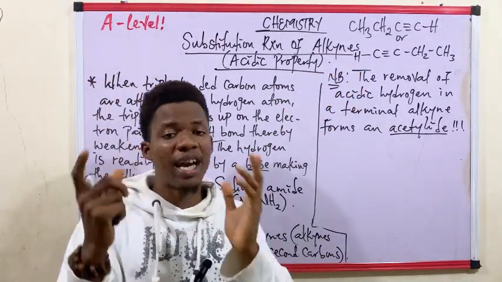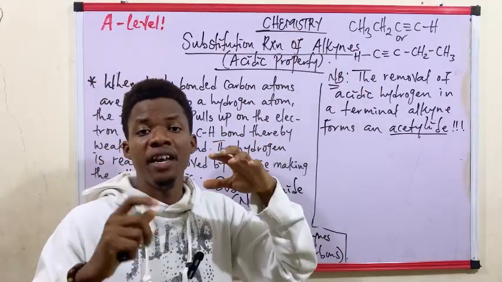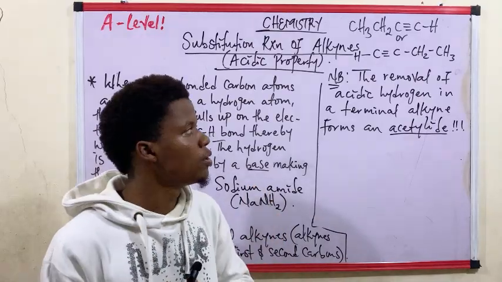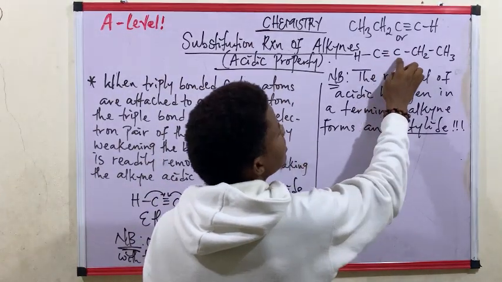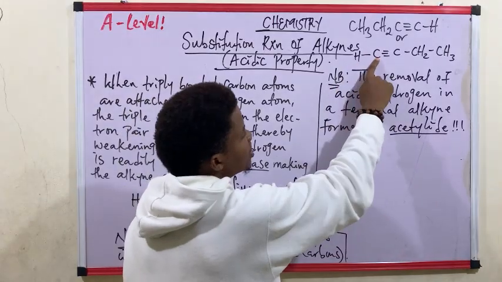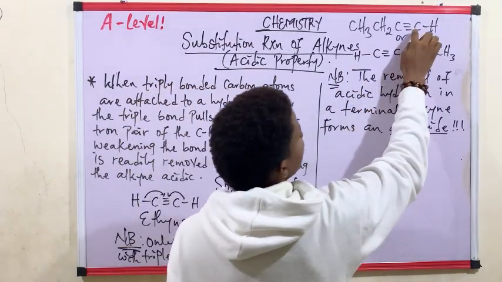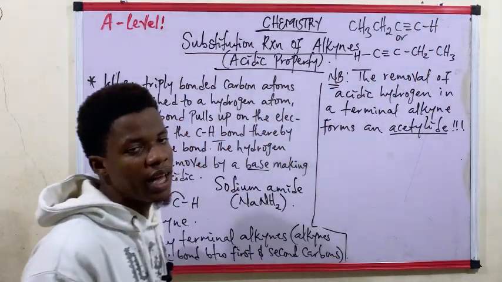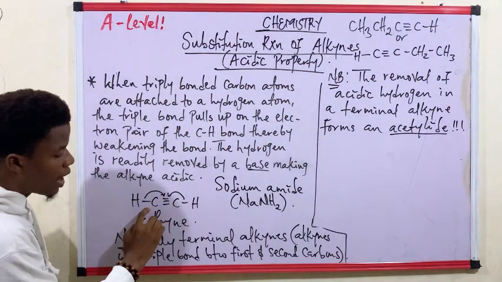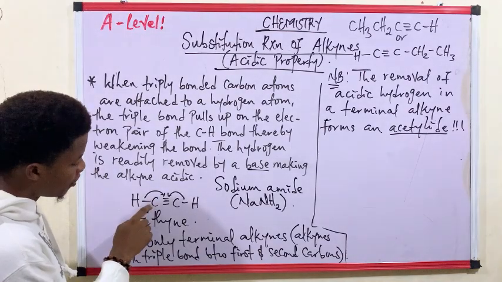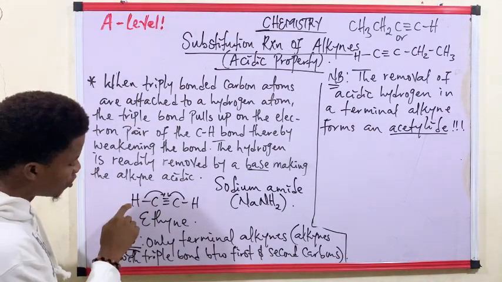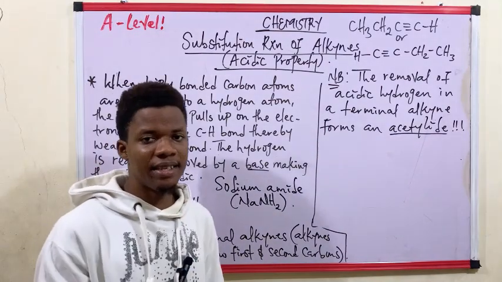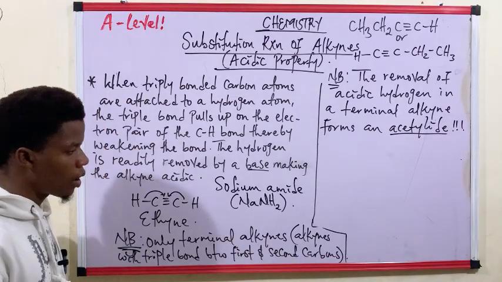When you hear the word acetylide, what will come to your mind is a terminal alkyne. How do you even know the acidic hydrogen? The hydrogen that is on the carbons carrying the triple bond. For example, these two carbons are the ones carrying the triple bond. So this hydrogen attached to this carbon is called the acidic hydrogen. So the hydrogen attached to this carbon and this carbon, two of them, they are known as what? Acidic hydrogen. Are you getting it?